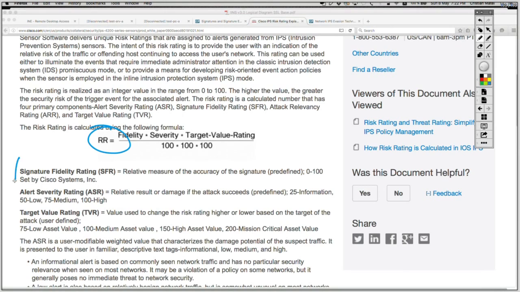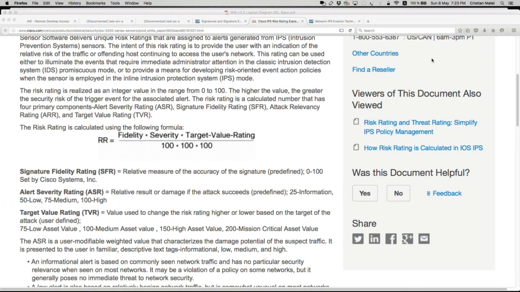It takes into account the signature fidelity rating. So how fidel is that signature? How good is that signature? It's system predefined by Cisco between 0 and 100. The alert severity rating, which they say is the relative result or damage if the attack succeeds, which means we have 4 types: informational, low, medium, and high. What that means is how severe is that threat, pretty much.